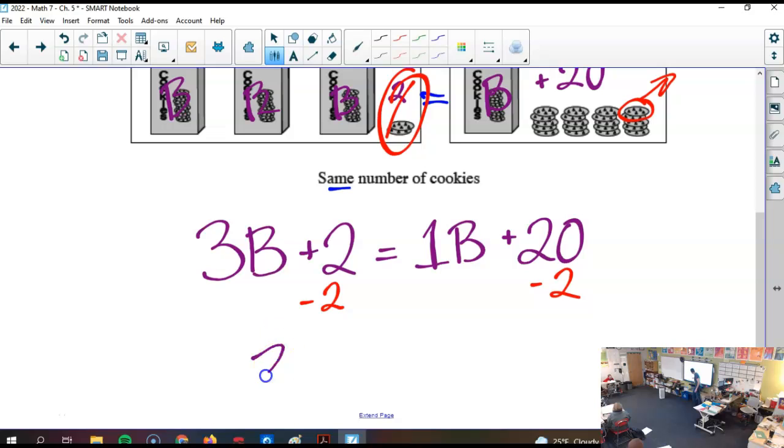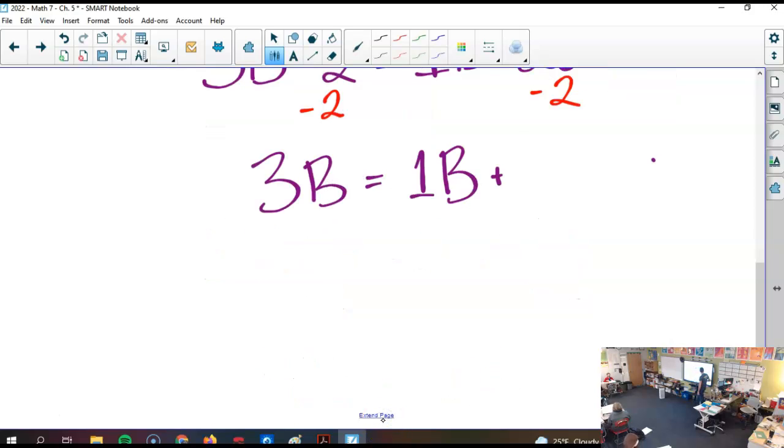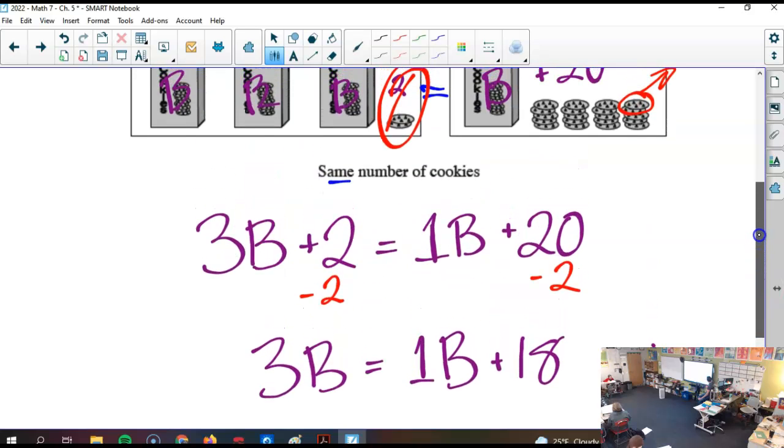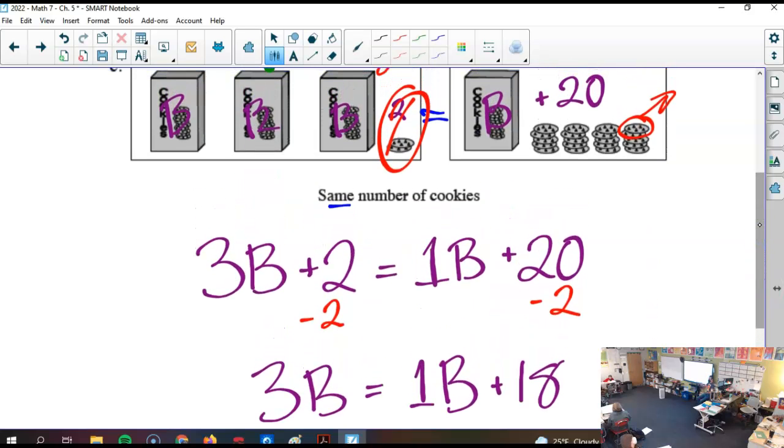So if I took those 2 cookies away, I have 3 boxes equals still the 1 box plus 18. What could I now take away from both sides and keep things still balanced? Daniel, what could I do next? I don't want the answer. What could I do next?